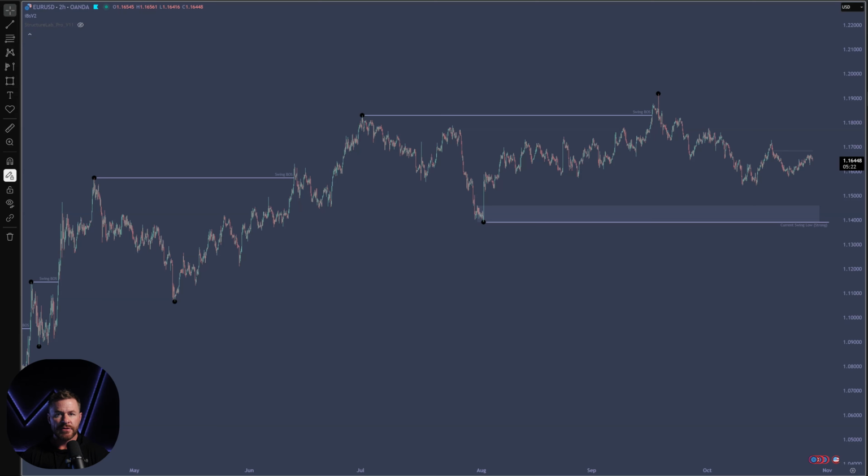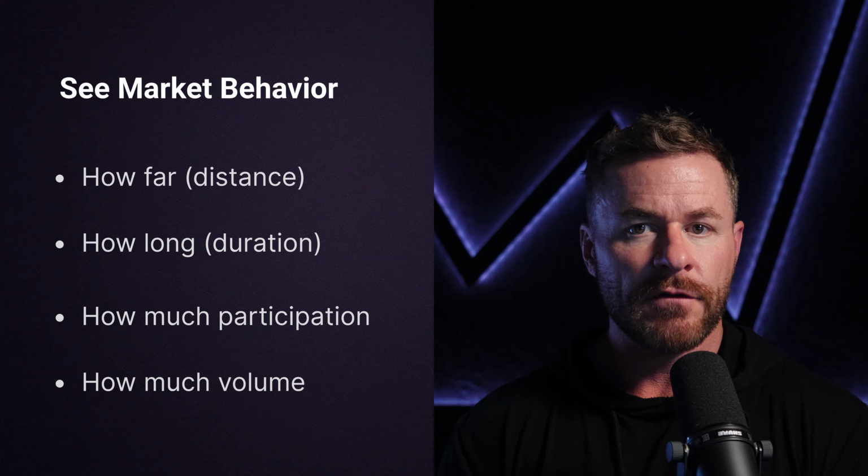Now if this doesn't look like the way all the YouTube gurus have been showing you to map market structure, you're right. This way is better because it removes the randomness and helps you identify each swing leg based on the smaller internal structure that they're made up of. Because now we're looking at how long the market behaved a certain way. So when we data mine all this structure in the next step, we can measure that behavior and see how far each of these swing legs go, how long they last, how much participation was in each one, how much volume was involved, and so on.